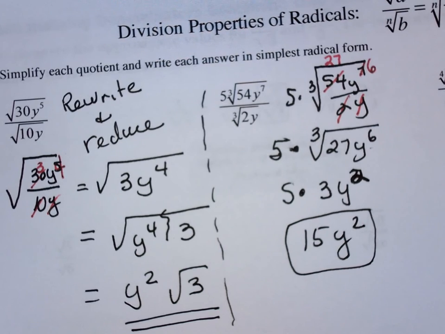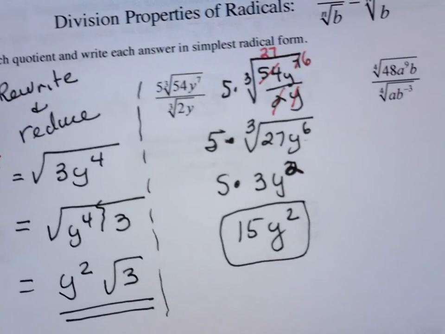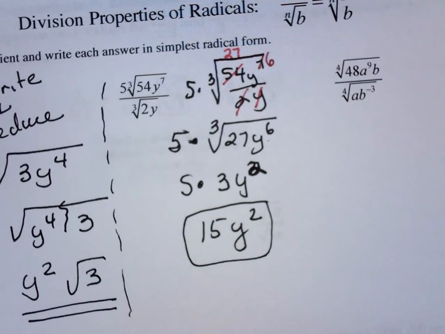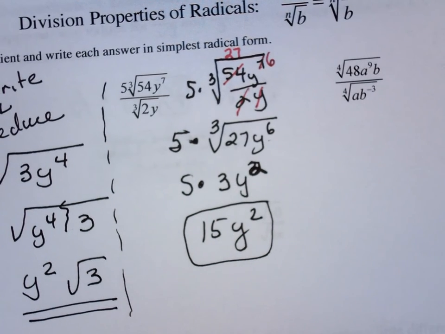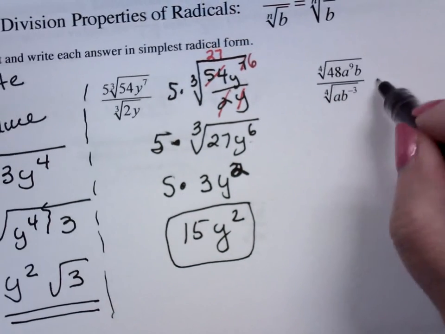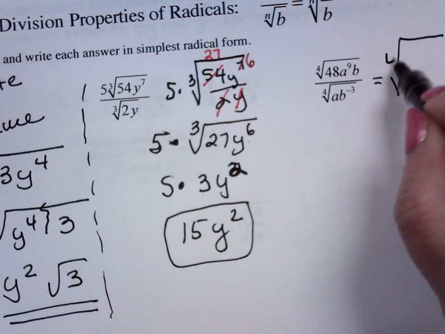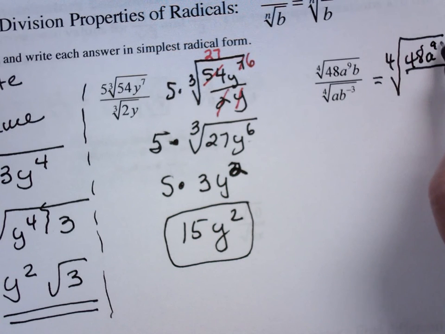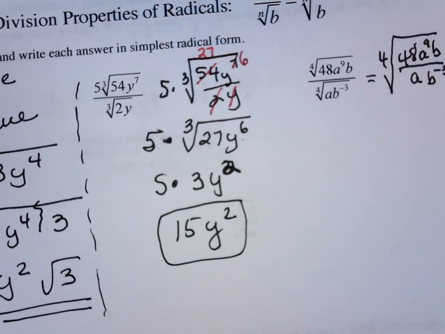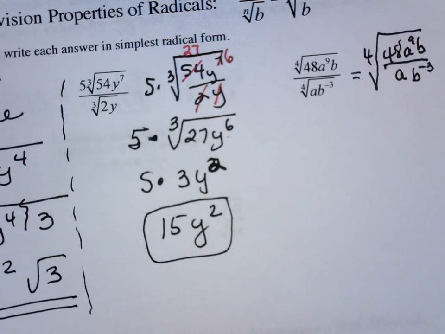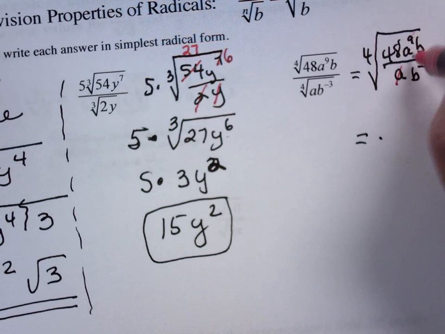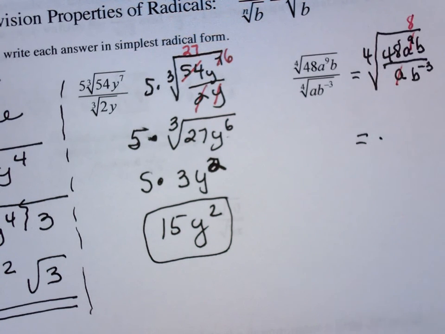I don't like this one. Why do you think I don't like this one? That dang negative exponent. Well, it is a 4th root. So it's 48 a to the 9th b over a b to the negative 3. And what do I need to do with the b to the negative 3? Take it to the top. Now, a removes one of the 9 a's. That's going to give me an a to the 8th.